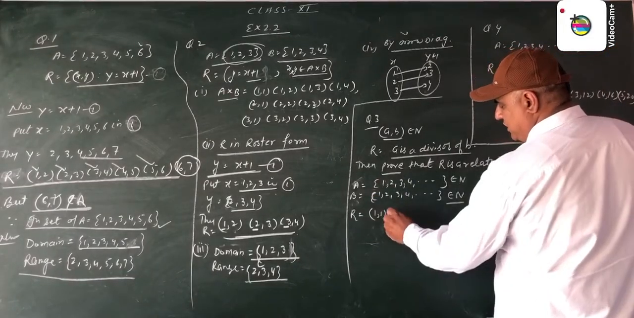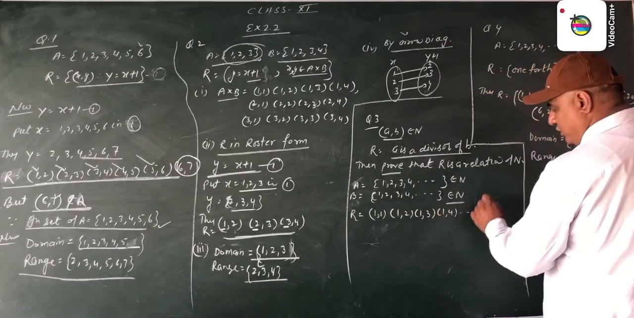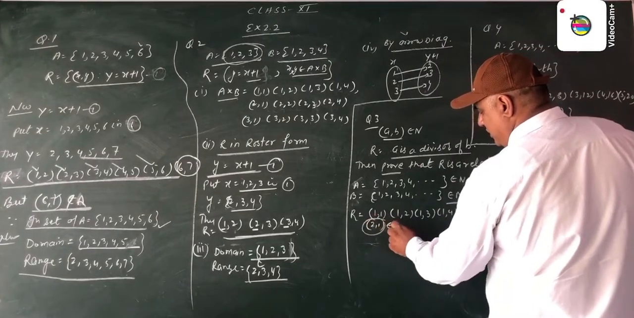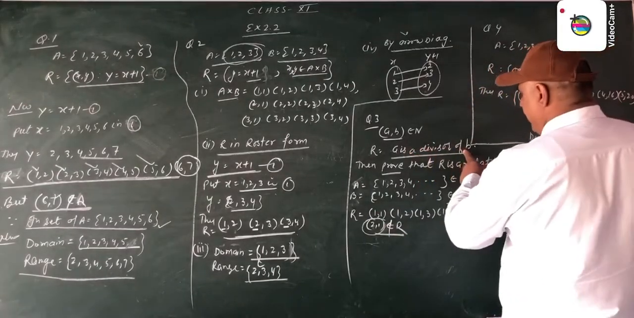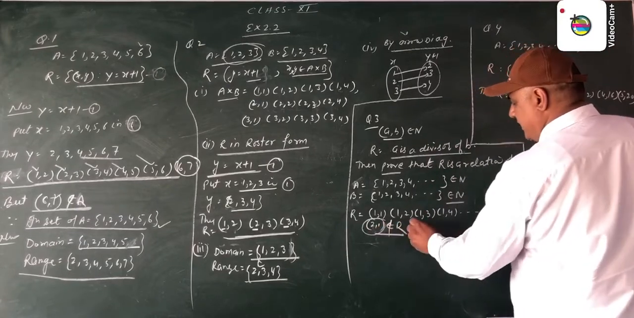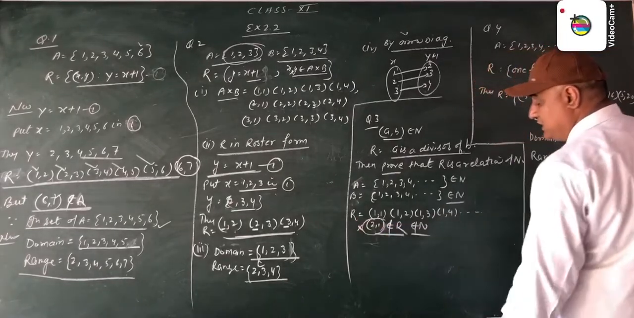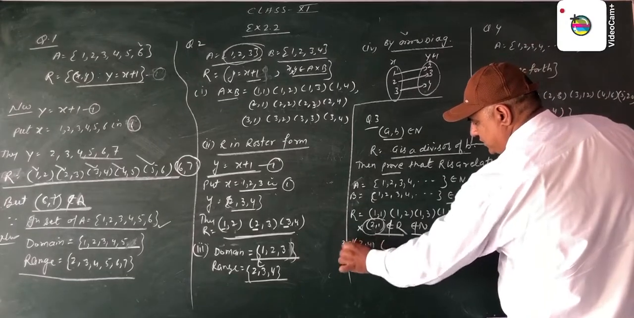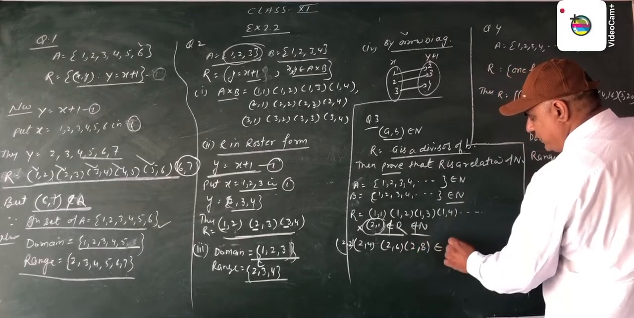Now we take 1 1, 1 2, 1 3, 1 4, and so on. Like this we take 2 1. Note this does not belong to R, because A is a divisor of B. When we divide 1 by 2, we do not get a natural number. Then we take 2 4, 2 2, 2 6, 2 8, like this. This also belongs to the natural numbers.